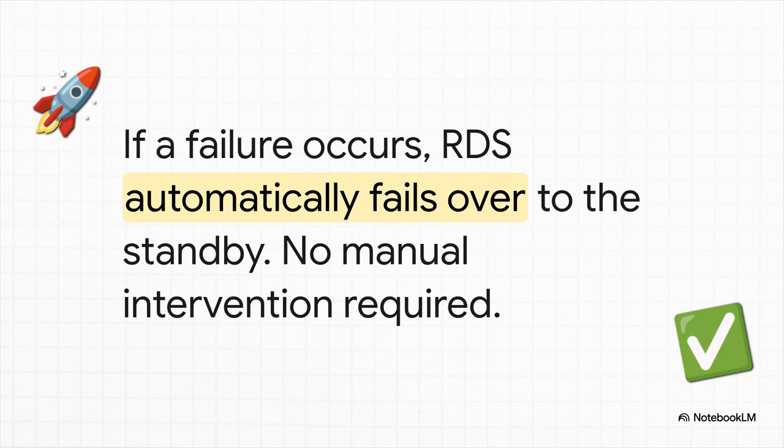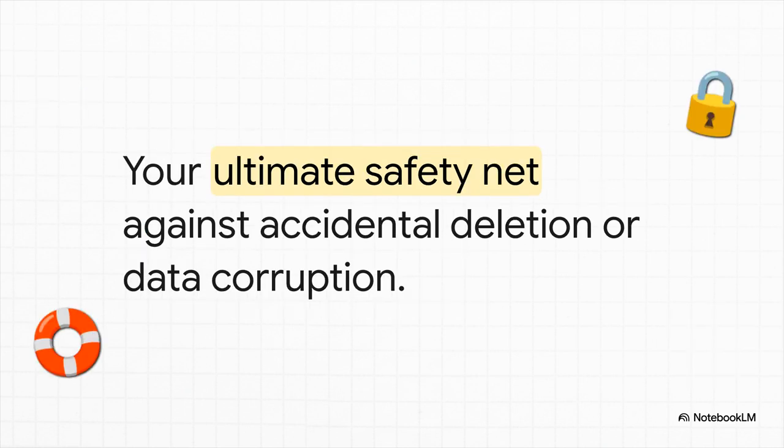No frantic phone calls, no manual intervention. That is the 3 a.m. call killer right there. All right, superpower number 2 is your ultimate safety net, automated backups. This isn't just for huge disasters. It's for those everyday oops moments, like when somebody on the team accidentally deletes a critical table. We've all been there.